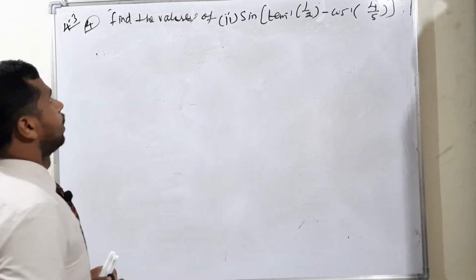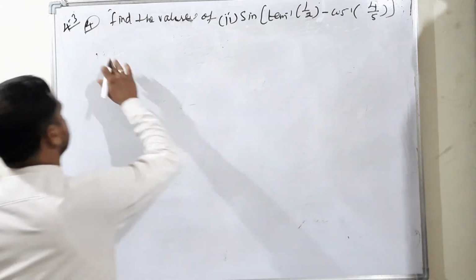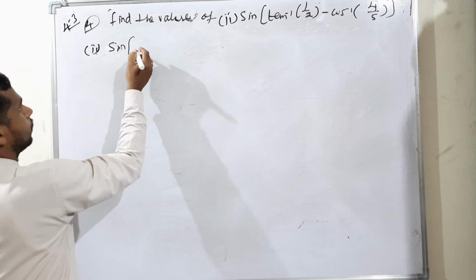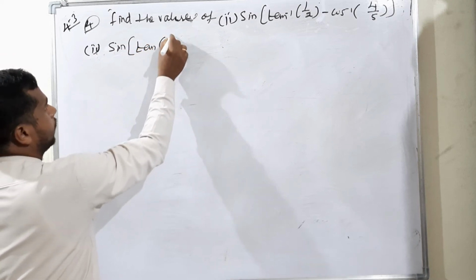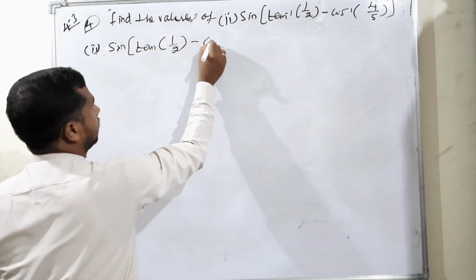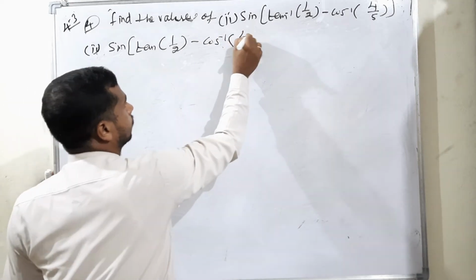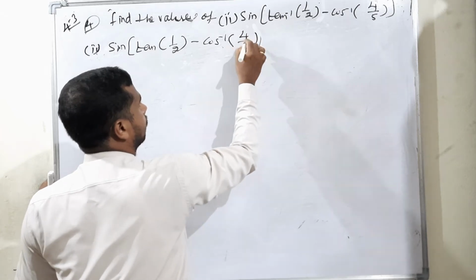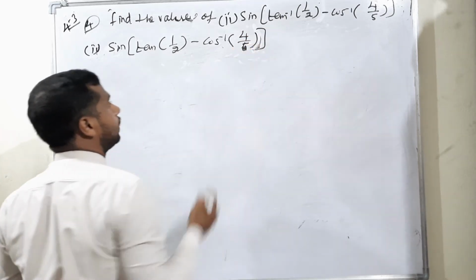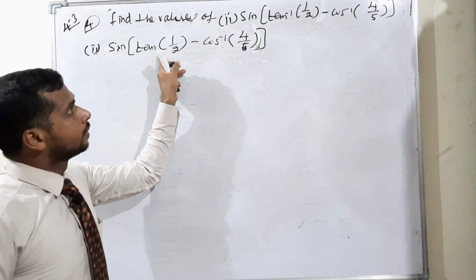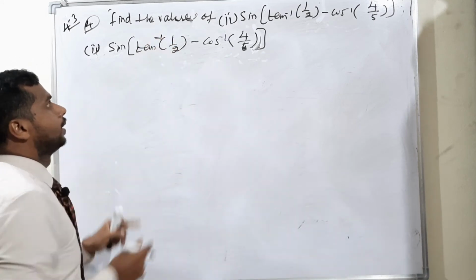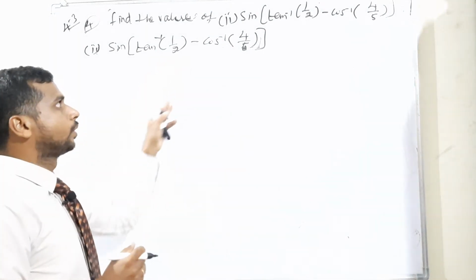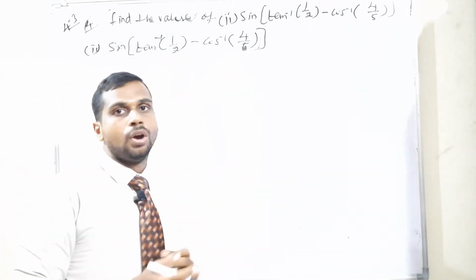Subdivision 2, question number 4. Find the value of, what is the question? Sine of tan inverse 1 by 2 minus cos inverse 4 by 5. Listen very carefully. This is tan inverse 1 by 2, the maximum to minimum value possible. For the second term, actually, it is more than 4 by 5.